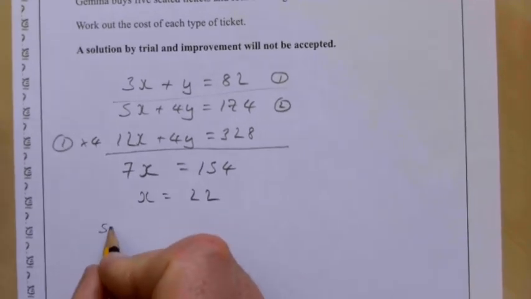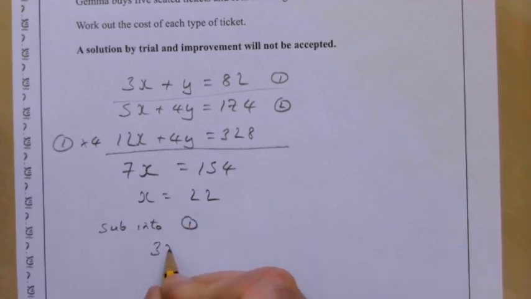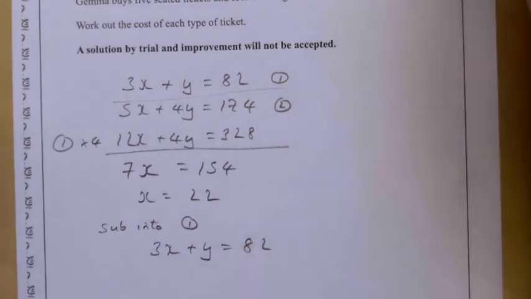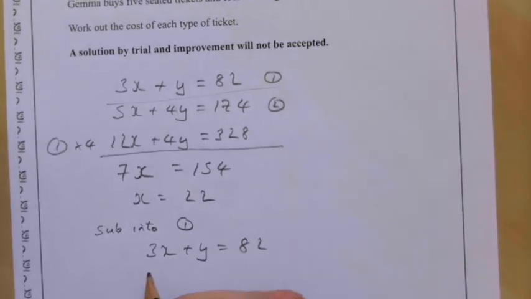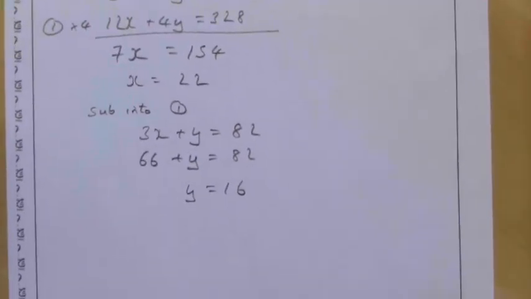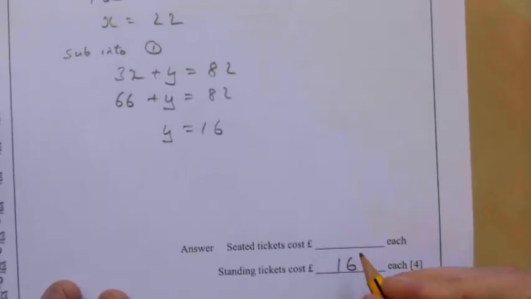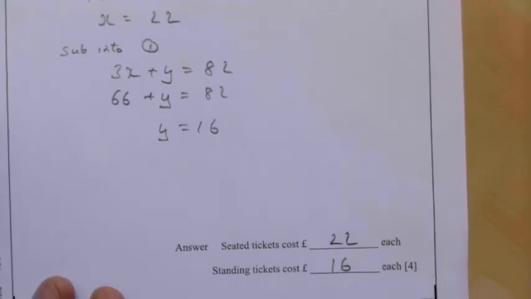I'm then going to substitute that into 1. So equation 1 is 3x plus y is 82. 3x's then are 66, plus y is 82, and that gives me y is 16. So y is of course the standing ones, so standing is 16, and then x, seated, is 22. So that's us done.